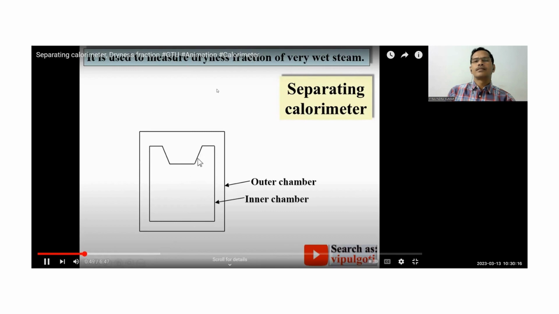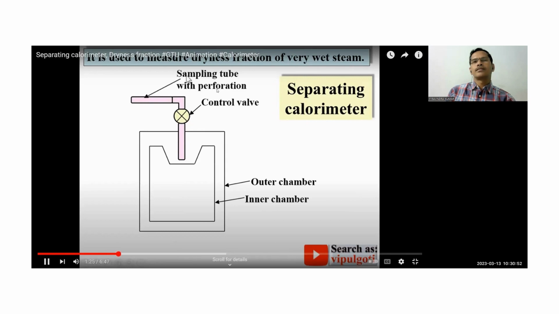Having some special shape, that is actually the separating cup, and that's why it is called a separating calorimeter. And this is the connection of the steam pipe to the calorimeter, and that steam pipe is connected with the stop valve. So this is called the stop valve, or you can say control valve, and that is connected to the steam main pipe.